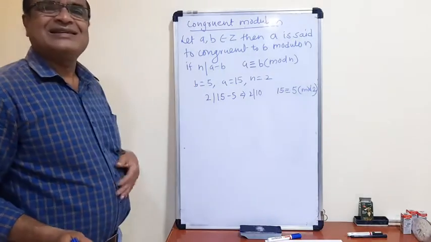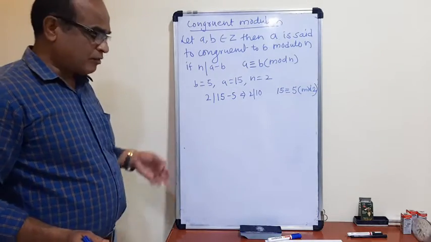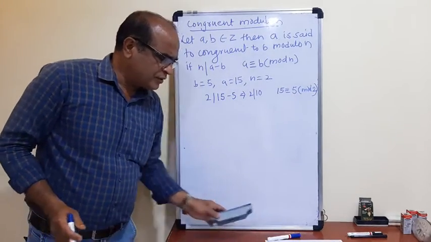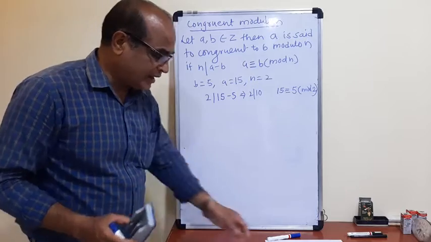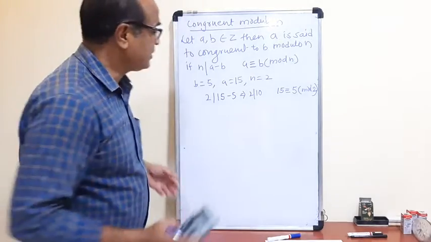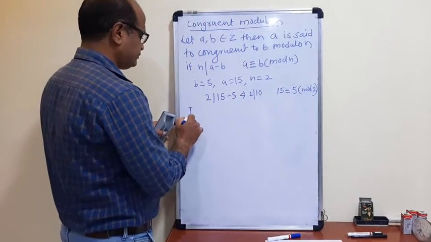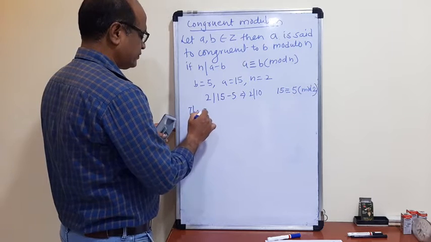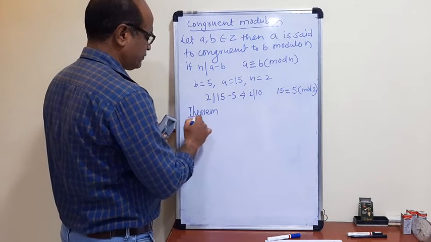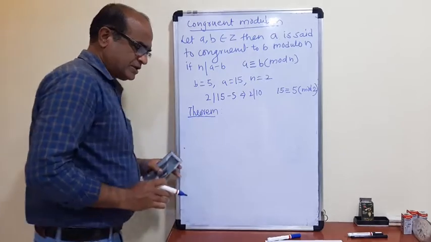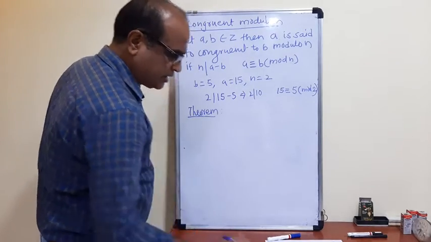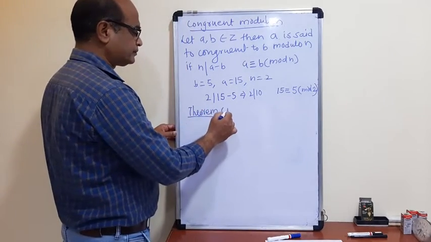So we already discussed what the congruent modulo n is. Also we take a definition. What is the theorem here? The theorem is the division algorithm.